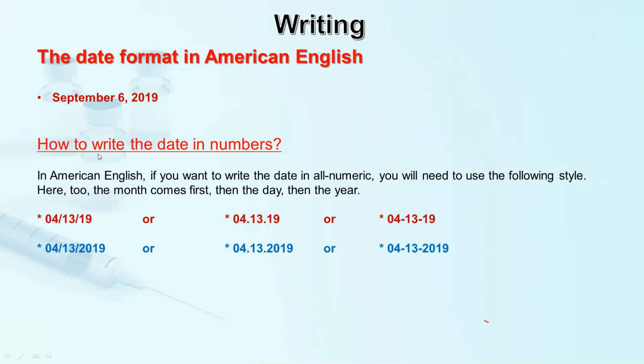And how to write the date in numbers in American English? Simply switch the month to be first and then the day. So this is April 13, 2019. Again, you can use forward slashes, periods, or hyphens.